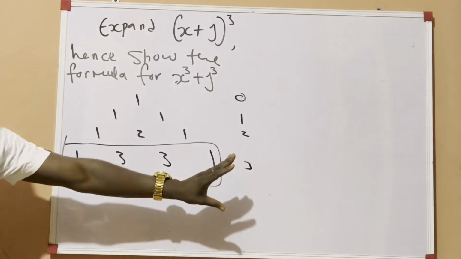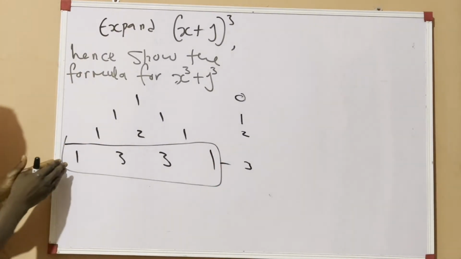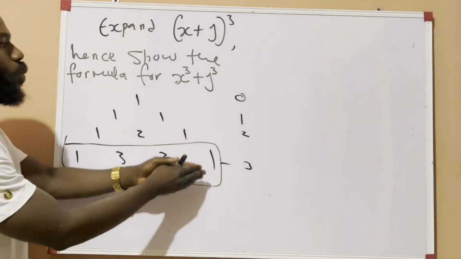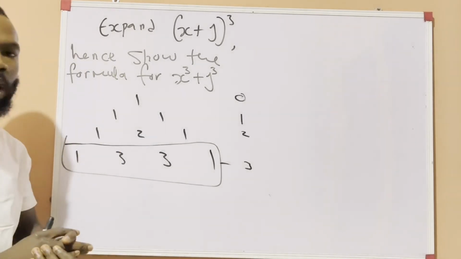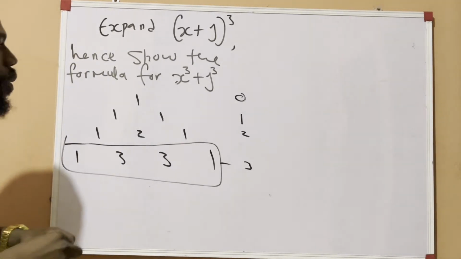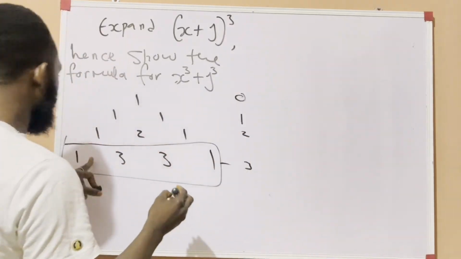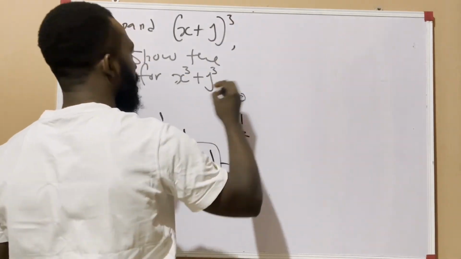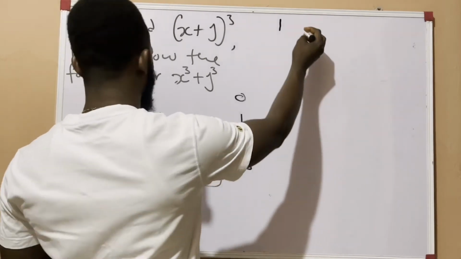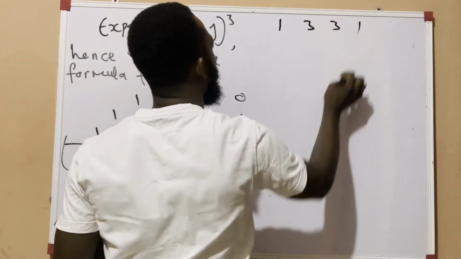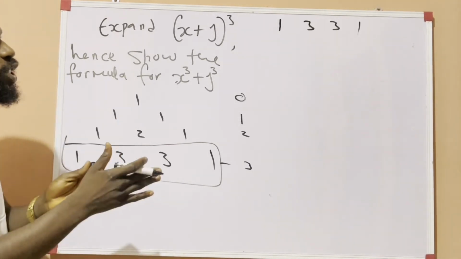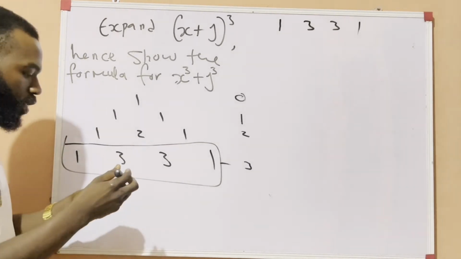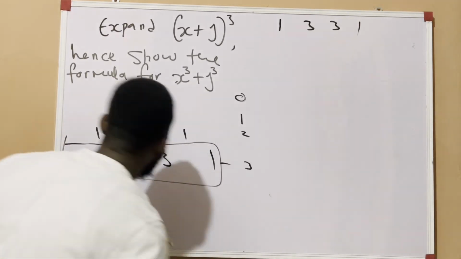Okay, now, how can we make use of 1, 3, 3, 1 in expanding this expression x plus y all raised to the power of 3? Now, this is what we're going to do. We already know that we are making use of 1, 3, 3, 1 as our coefficients. All of these that you see here are the coefficients of what we are going to be working with. So now let's see what we are going to do.